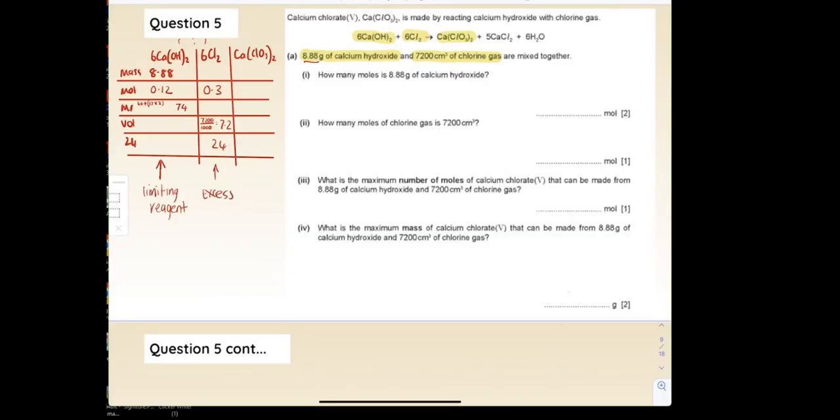So if I want to find out my moles of calcium chlorate, I just take my limiting reagent, which is the calcium hydroxide, and I look at the molar ratio between that and the calcium chlorate. So I have a 6-to-1 ratio. So I have 1/6 of the amount of calcium chlorate than I do of calcium hydroxide. So I've got 0.12 moles of calcium hydroxide, and if I divide that by 6, I get 0.02 moles of calcium chlorate. Now, if I've got 0.02 moles, then I know if I want to find the mass, I must times it by the MR.